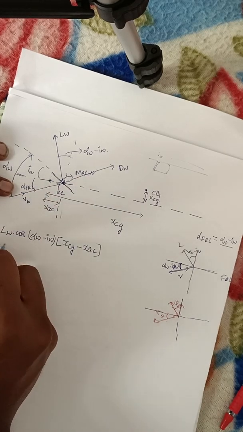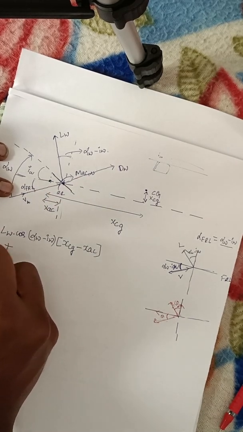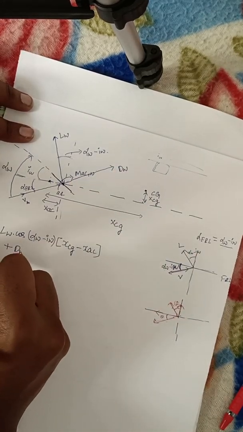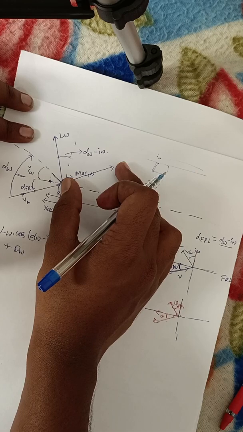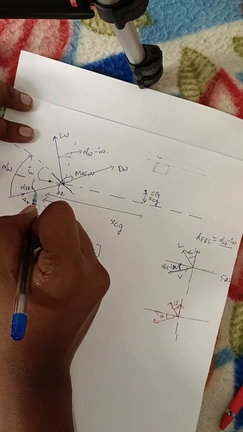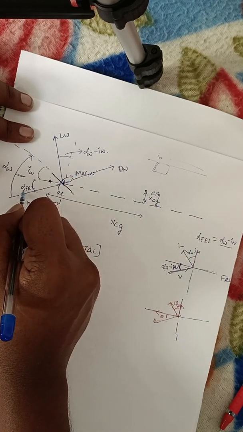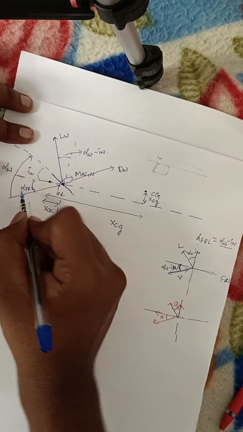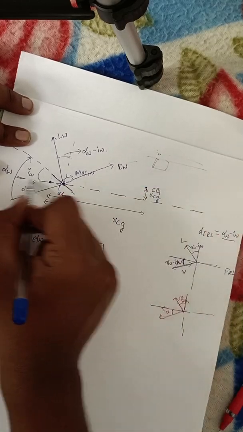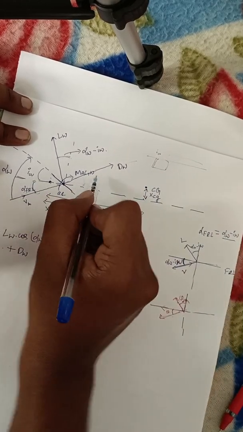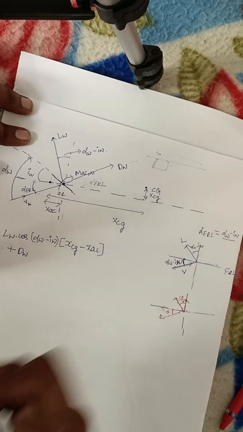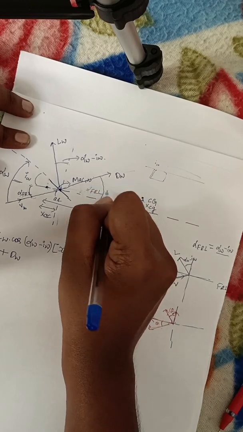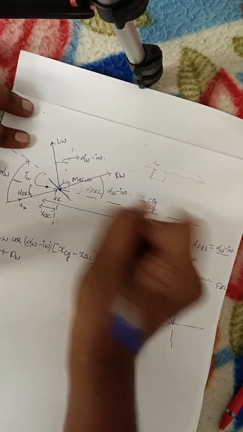Next, plus dW into. What is this dW? It makes alpha FRL, the fuselage reference line, on a straight line. If it makes alpha FRL, it also makes alpha FRL only. This is also alpha FRL, fuselage. Alpha FRL means alpha W minus IW, so this angle is also alpha W minus IW.